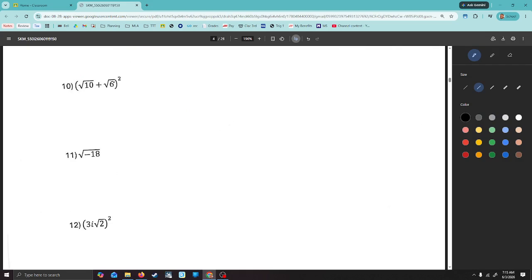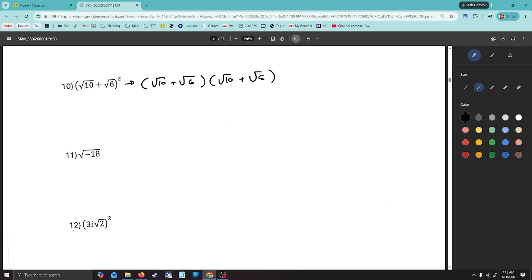Alright, this one. It's root 10 plus root 6 squared. Please do not be a fool and just distribute the square root. That's going to be definitely one of the fake answers in the multiple choice. Instead, what you're going to have to do is rewrite it as 2 and then FOIL. So root 10 plus root 6 times root 10 plus root 6.